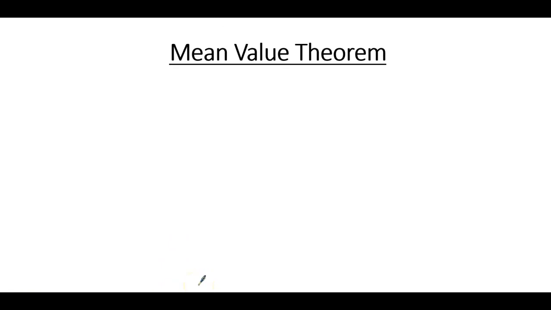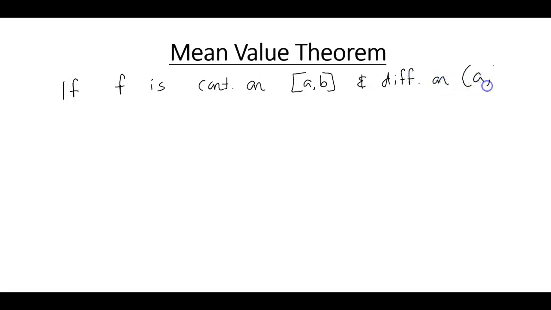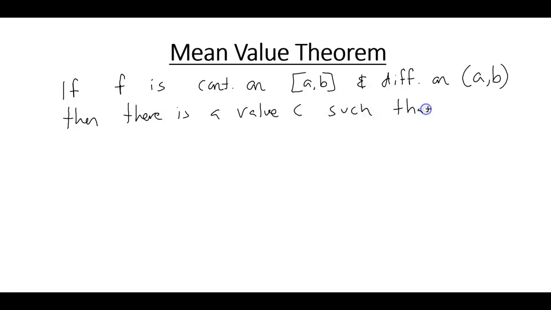All right, here's how it's stated. If f is continuous on a closed interval AB and differentiable on an open interval AB, then there is a value C such that the following occurs. The instantaneous rate of change at that value of C is equal to the average rate of change on the interval.